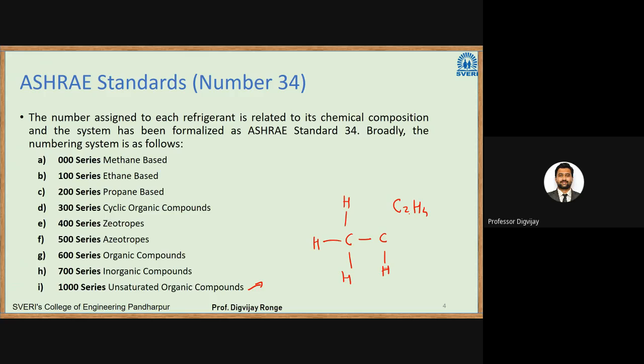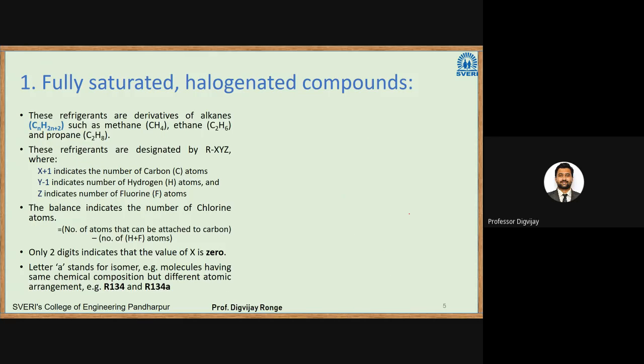Right. Okay. So first we'll start with the halogenated compounds. So that is synthetic refrigerants. These refrigerants are derivatives of alkanes such as methane, ethane, and propane. These refrigerants are designated by RXYZ. Okay, so this is a general formula which is given for these fully saturated halogenated compounds. Halogenated means that they are the synthetic refrigerants. Okay, synthetic refrigerants. So those are the derivatives of methane, ethane, or propane.